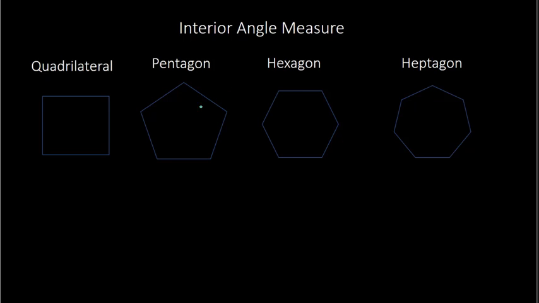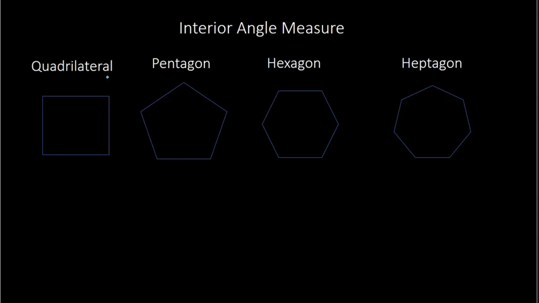So right here we see 4 different polygons, and our objective is to determine the interior angle measure. And I should say, by the way, that each of these polygons is regular, meaning that every side is the same and every angle is the same. So when we are trying to find the interior angle measure, what we're trying to find is the measure of the angles inside of each shape.